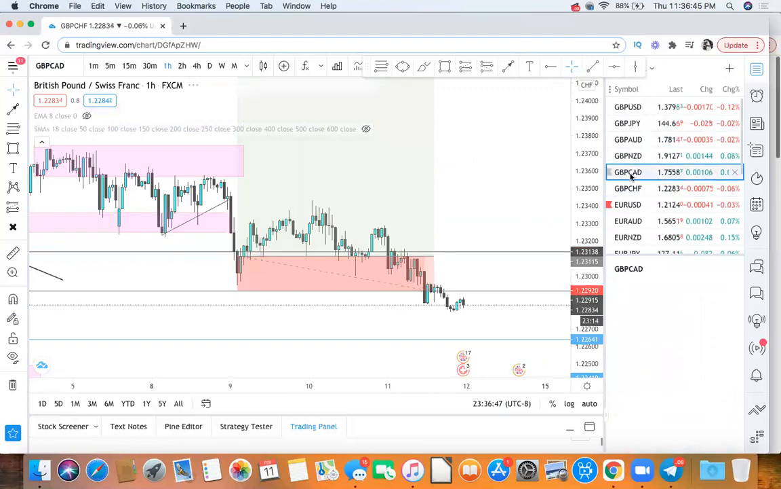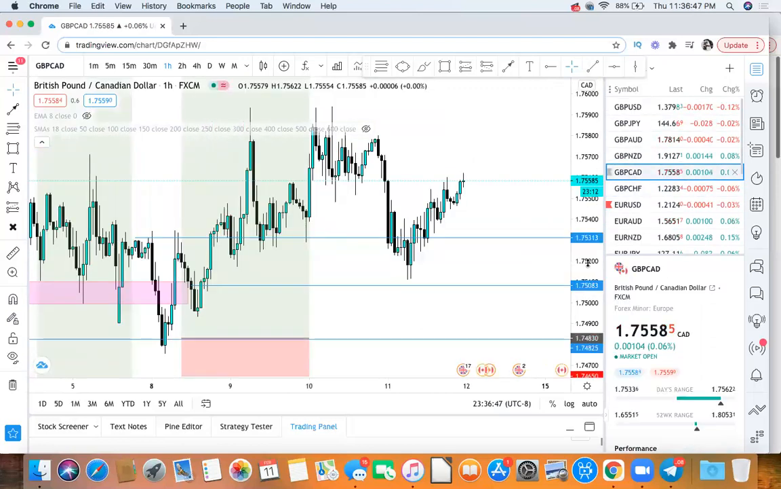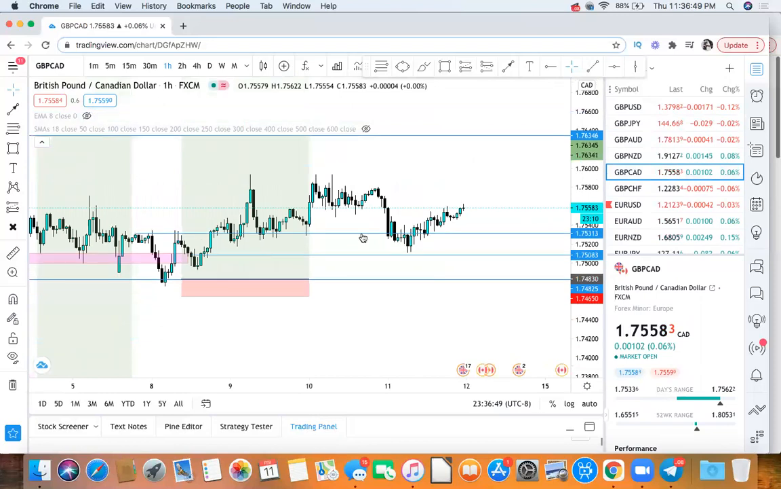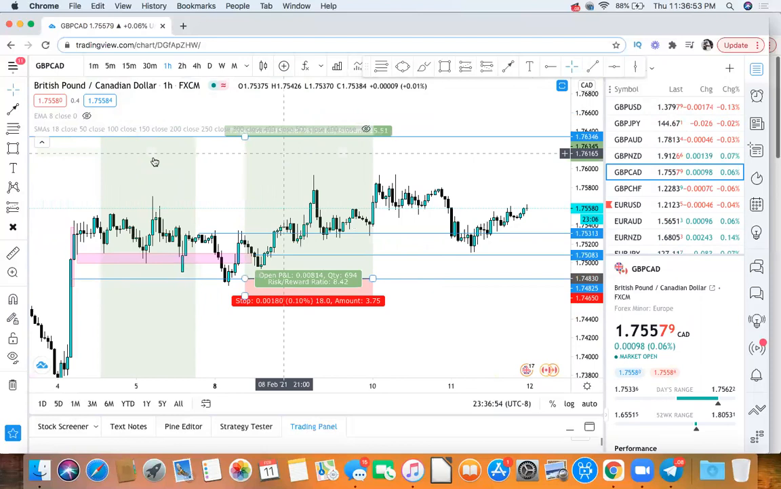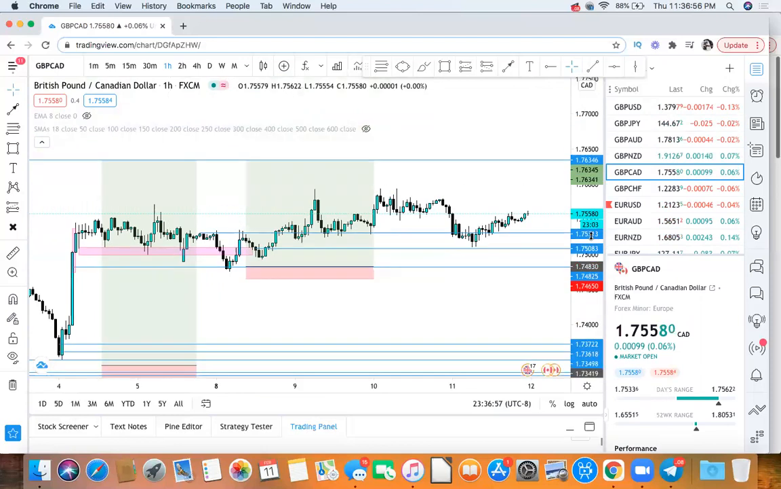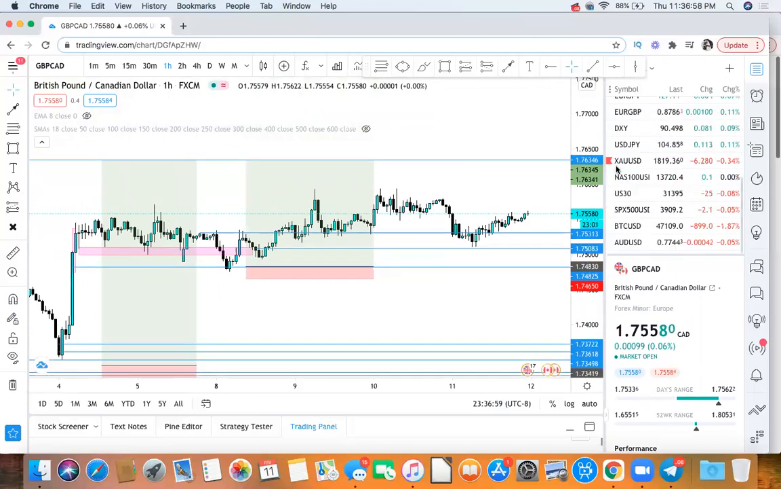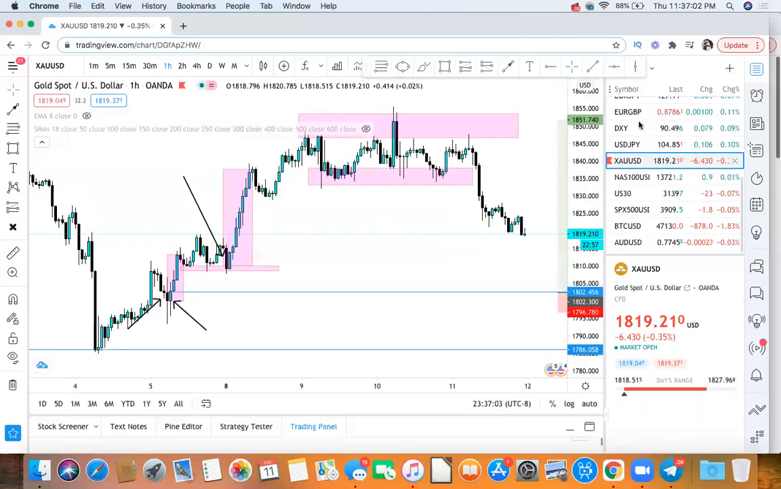And GBPCAD, we are up, already hit first take profit and currently keep on rising to get our last take profits for both and second entry, which will be this 2 right here. And yeah, those are the only pairs I'm going to be looking for this week. So these are the last pairs for the week, which is gold and USD.